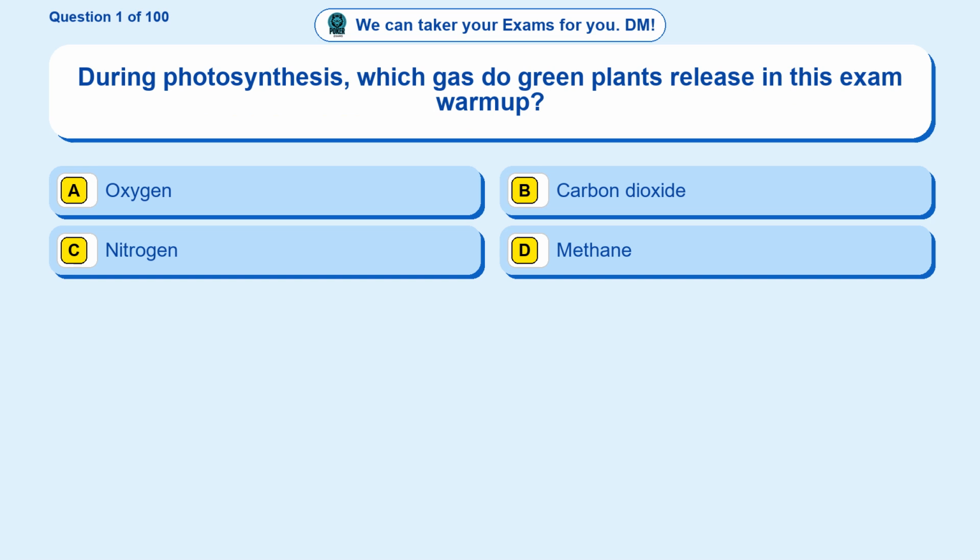Question 1. During photosynthesis, which gas do green plants release in this exam warm-up? Option A, oxygen. Option B, carbon dioxide. Option C, nitrogen. Option D, methane. The correct answer is option A, oxygen.